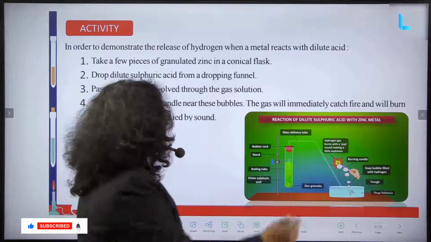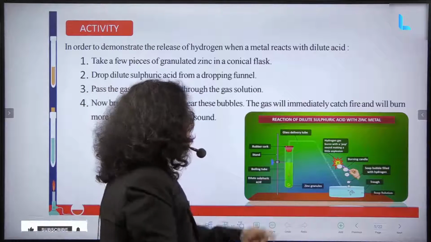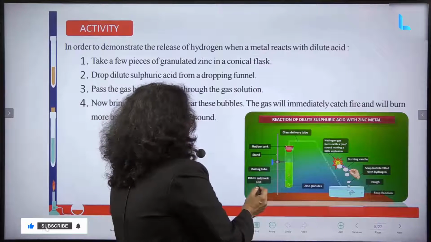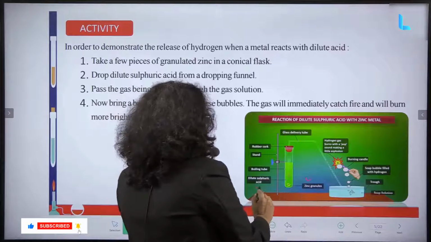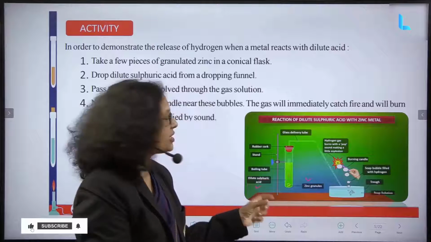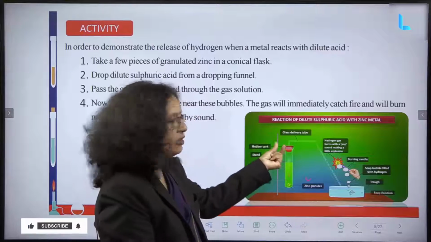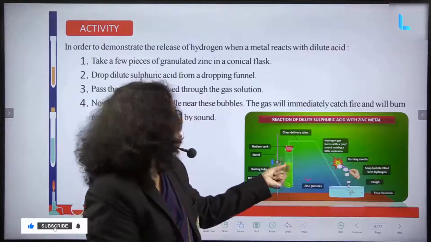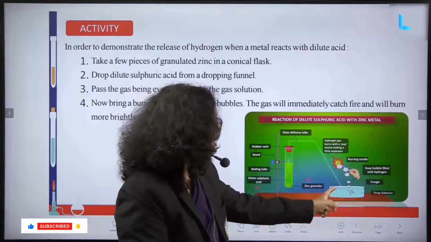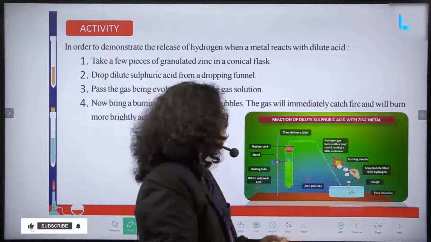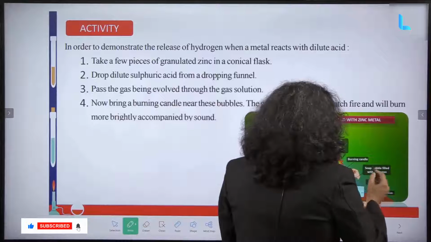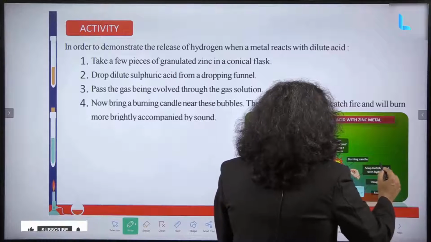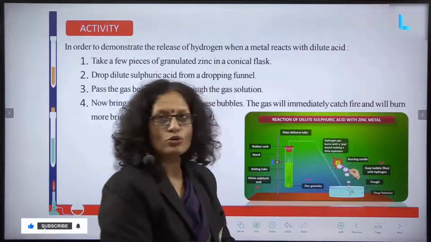Once again I am repeating, a test tube is taken, in the test tube there are zinc granules and dilute sulfuric acid is added into it. When the reaction starts, we close it with a one-holed cork, in which a side tube is inserted. Here one trough is taken, in which soap solution is there, and hydrogen bubbles are there. So hydrogen will start bubbling into the soap solution.